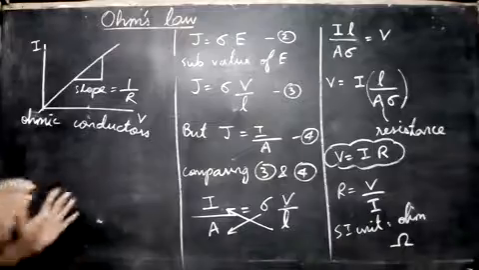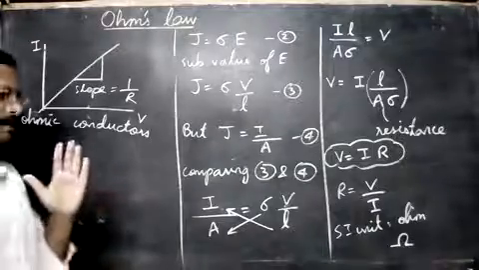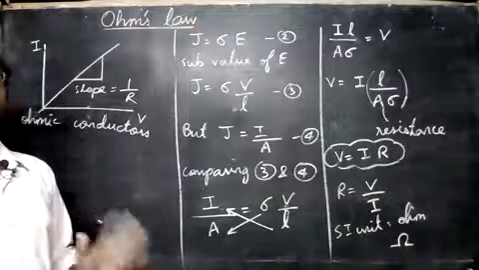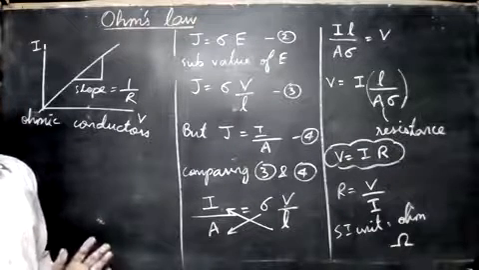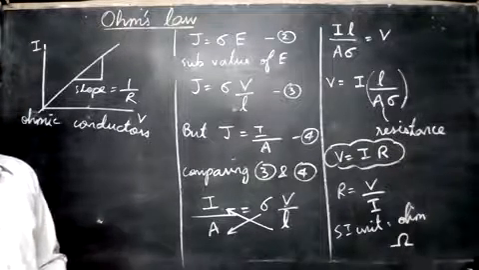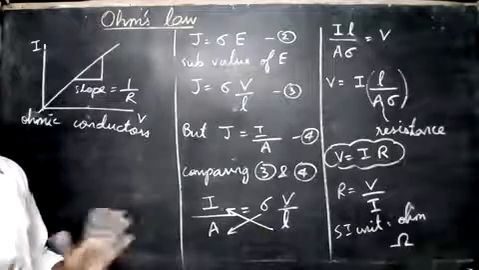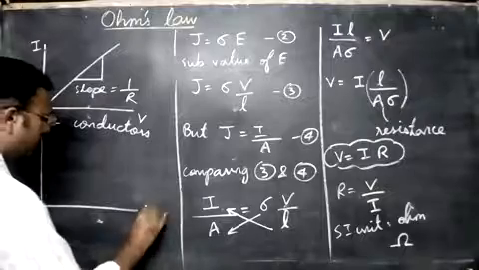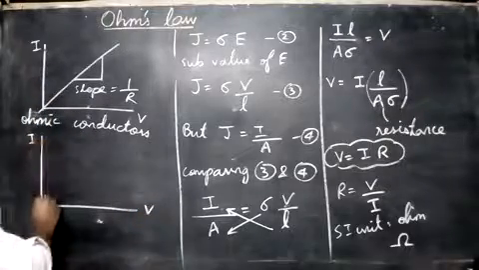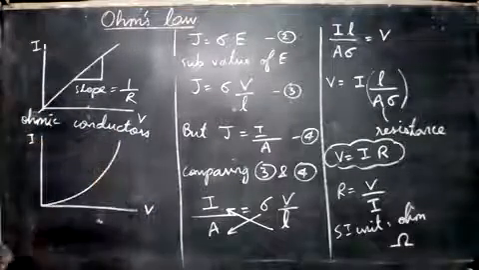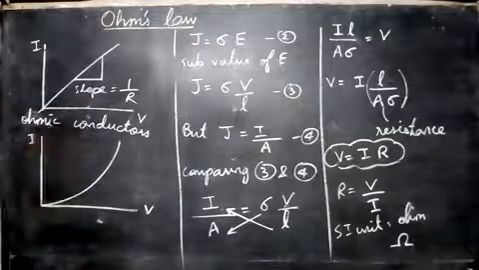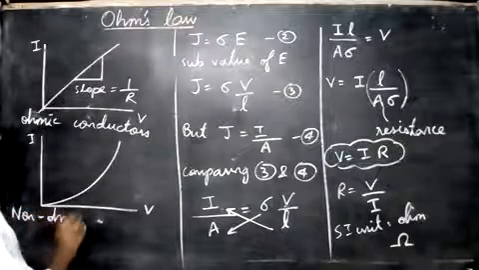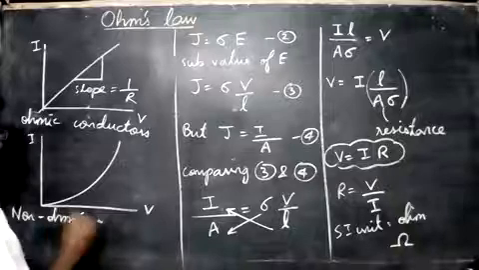But there are some conductors or special devices that do not obey Ohm's law. As the current increases, voltage will not increase equally. Let's see how the graph looks for them. If you see the graph of V and I here, it will be a curve only. It's not a straight line. We call these non-ohmic conductors.